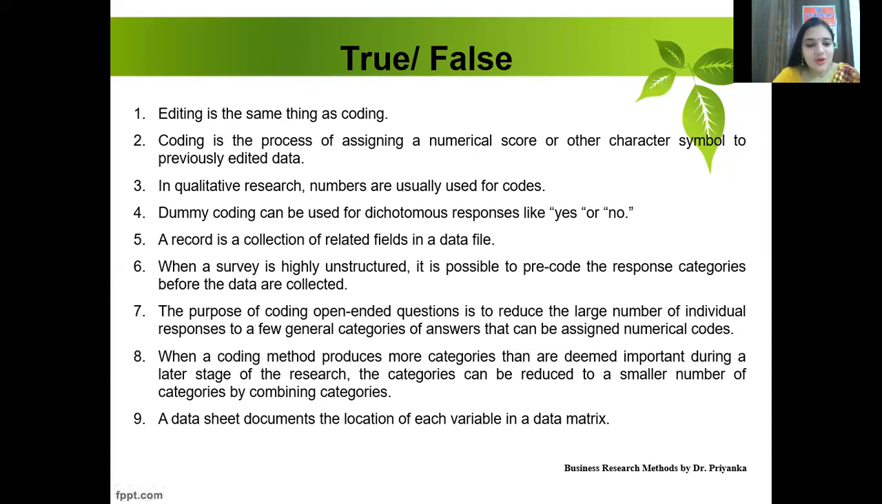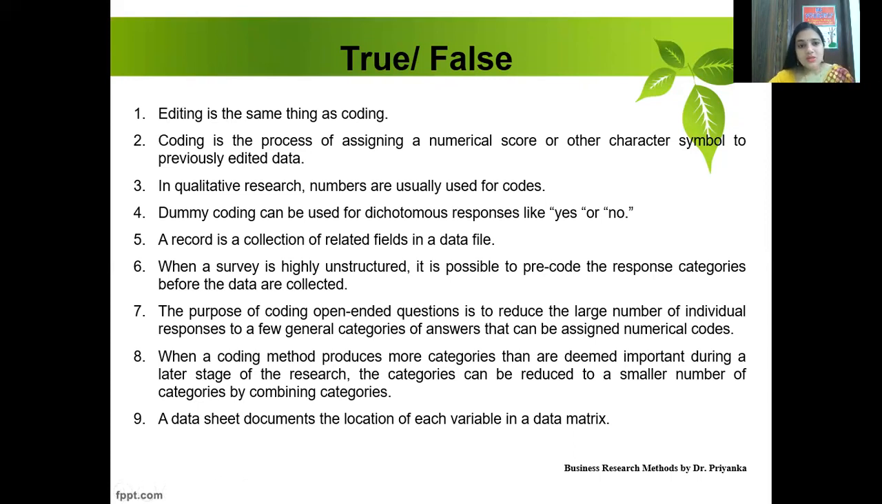No, it's not at all. Editing is the process of checking the completeness, consistency, and legibility of the data and making the data ready for coding and transfer for stage. That means editing comes before coding, right? And coding is basically setting some rules on how to enter the data in a computer system. So it is false.